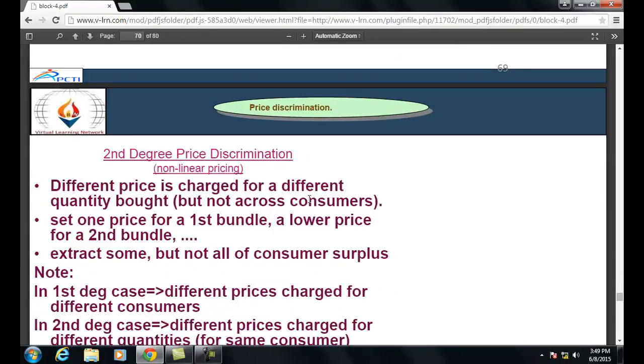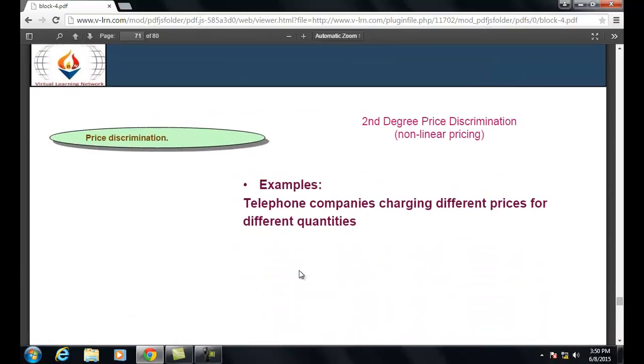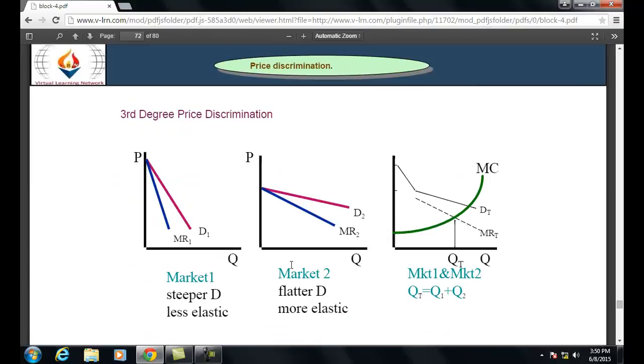Second degree price discrimination, non-linear pricing. A different price is charged for a different quantity bought, but not across consumers. Set one price for a first bundle, a lower price for a second bundle. Extract some but not all of the consumer surplus. Note, first degree case is greater than or equal to different prices charged for different consumers. Second degree is greater than or equal to different prices charged for different quantities for the same consumer. Example, a telephone company charging different prices for different quantities.